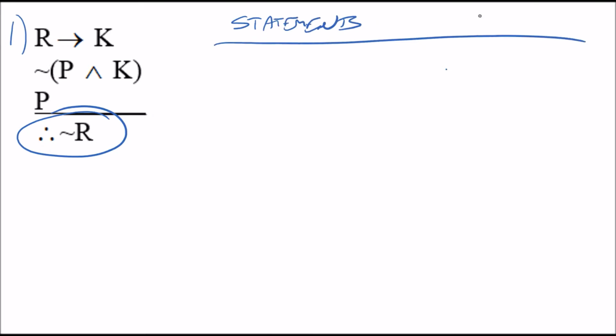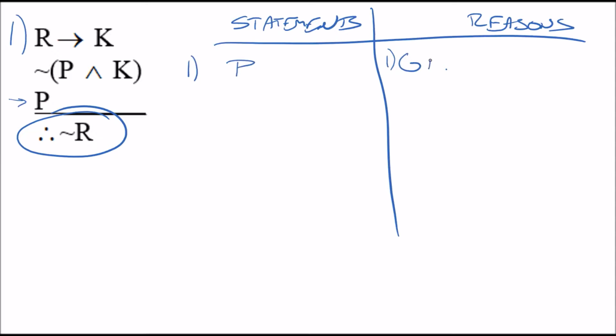What I suggest we start with here is, whenever you're given a single letter, to start with that single letter. So first let's make our statements and reasons columns here. Okay. So number one. Again, if you have a single letter, I suggest starting with that. P. So one, this will be a given, or some people might write this as a premise. Two, we have not P and K.